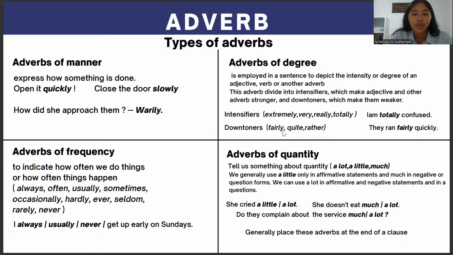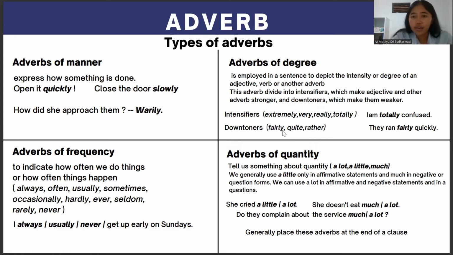And the next, it's adverbs of frequency. This is used to indicate how often we do things or how often things happen. For example, always, often, usually, sometimes, occasionally, hardly ever, seldom, rarely, never. Here the example in a sentence. You can say I always, I usually, I never, I seldom get up early on Sundays.